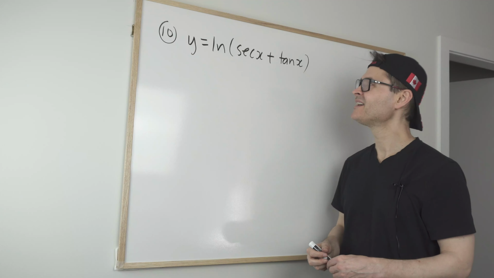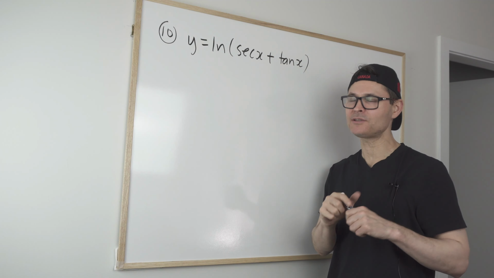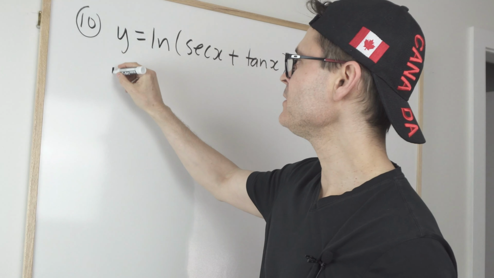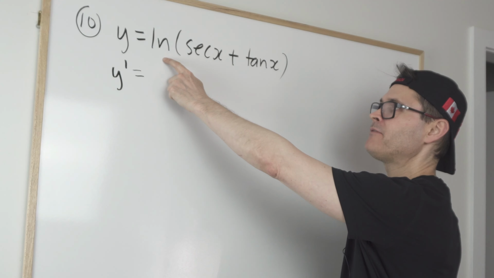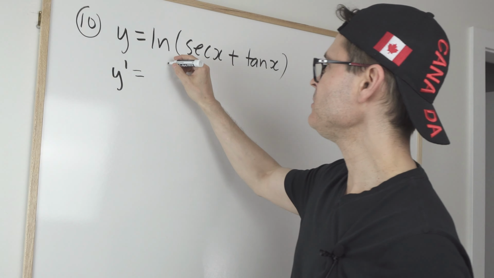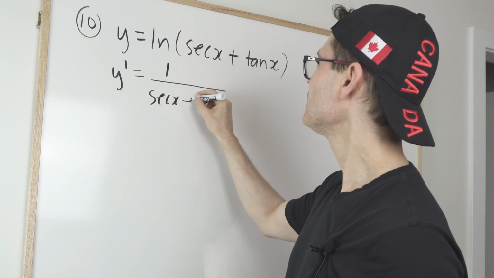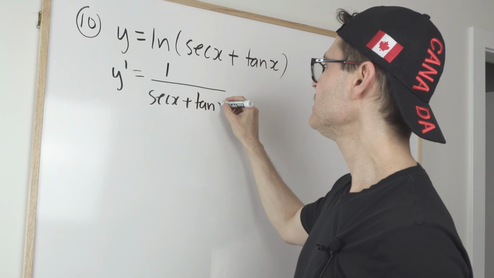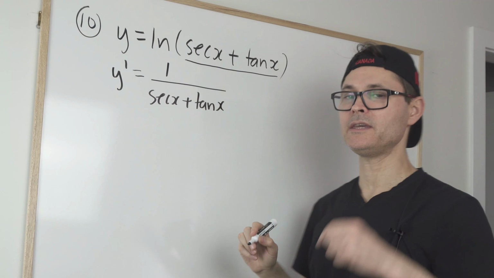Okay, onward and upward. How are we doing? So this one here has a ln in it, and also has secant and tan. It looks scary, but it's not too bad. So let's take the derivative using y prime this time. The derivative pattern when you have a log is going to be 1 over whatever is being logged. So that's going to be 1 over secant x plus tan x multiplied by the derivative of the inside function.